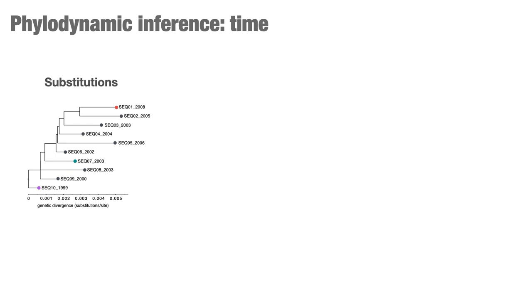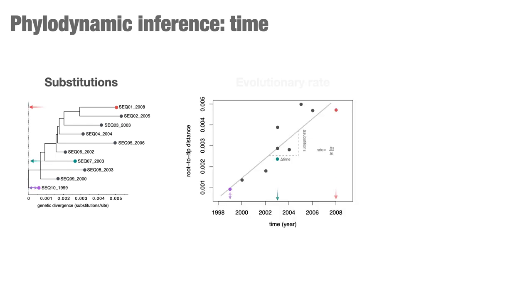Now, for rapidly evolving viruses, we often see that sequences sampled later in time show more divergence from the root as compared to sequences sampled early in time. This is also what is illustrated in this regression plot of divergence as a function of sampling time, where the slope essentially represents an estimate of the evolutionary rate.